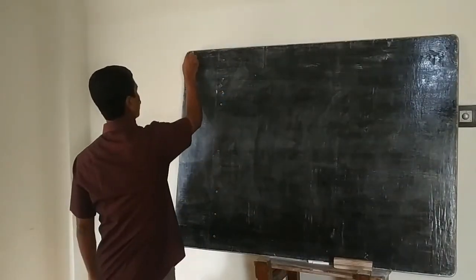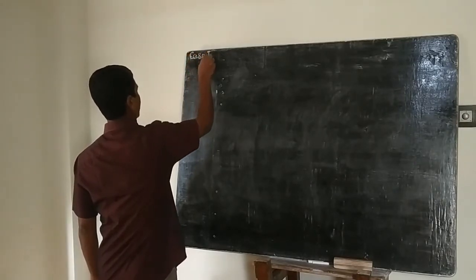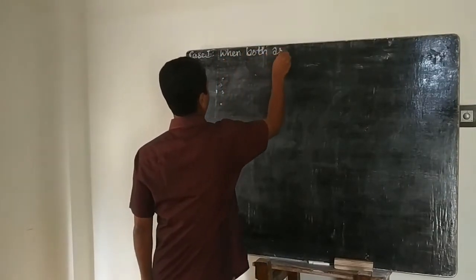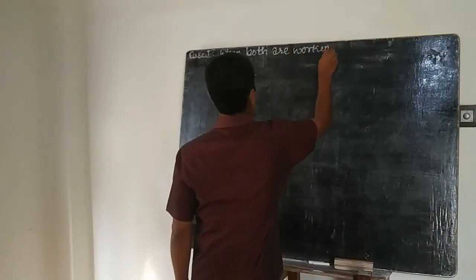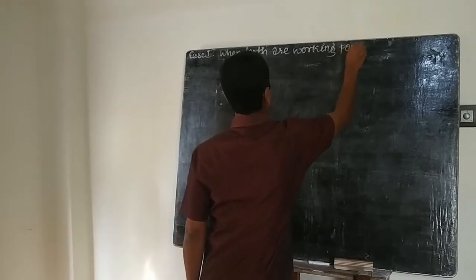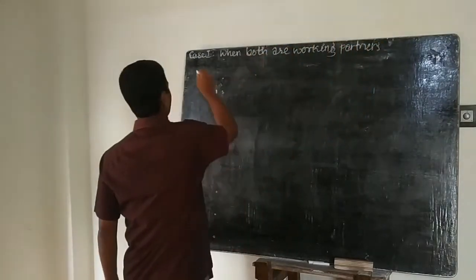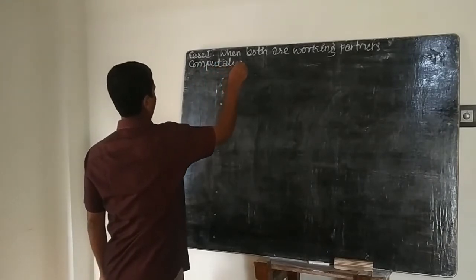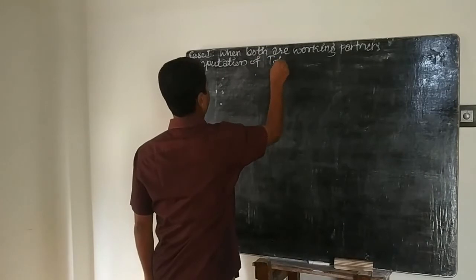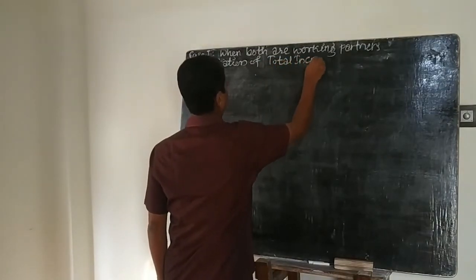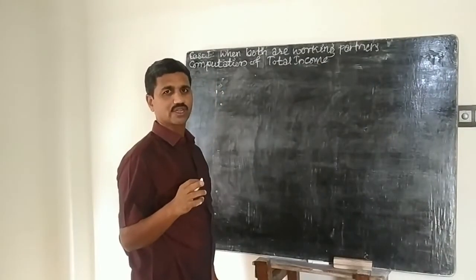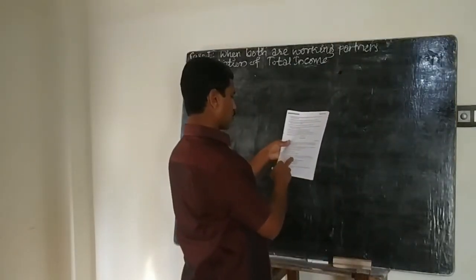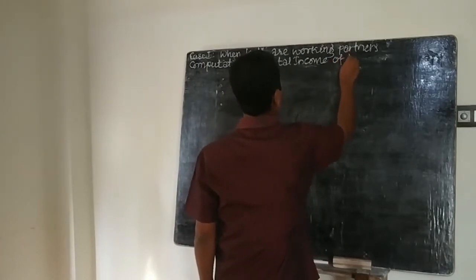So now let us work out this problem here. Let me take case 1, that is when both are working partners. This is a very simple case study, dear students. So let me write down here the computation of total income. Of course, in this problem we have only one head of income, that is income from business here. So computation of total income of firm.